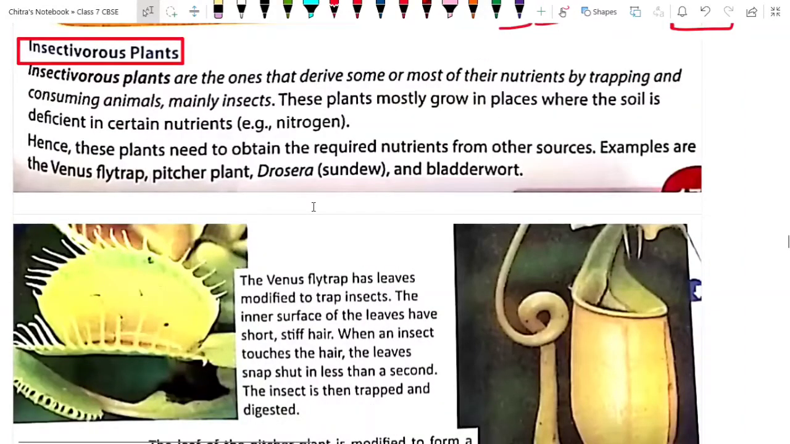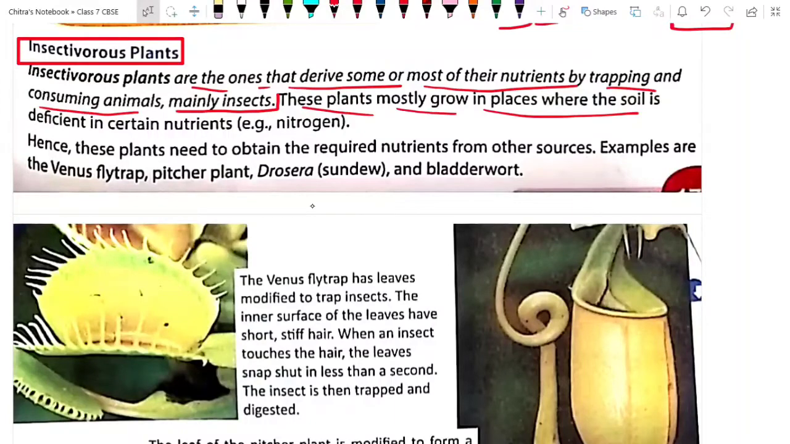Let's discuss from the notes now. Insectivorous plants are ones that derive some or most of their nutrients by trapping and consuming animals, mainly insects. That's why they are named insectivorous plants. These plants mostly grow in places where the soil is deficient in certain nutrients like nitrogen, and they get those nutrients from insects by modifying themselves. Hence, these plants need to obtain required nutrition from other sources.